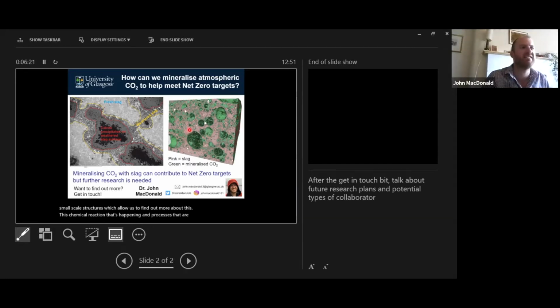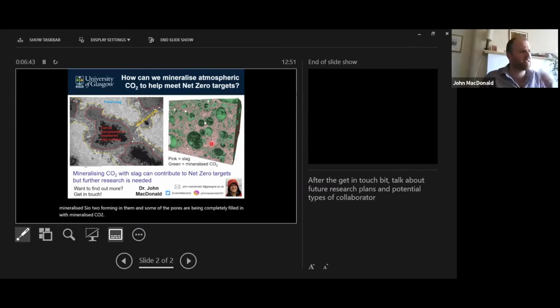What we can see here is that these pores, the sort of circular holes in the slag, are being lined with this mineralized CO2. Some of them have got blades or maybe needles of the mineralized CO2 forming in them, and some of the pores are being completely filled in with mineralized CO2.